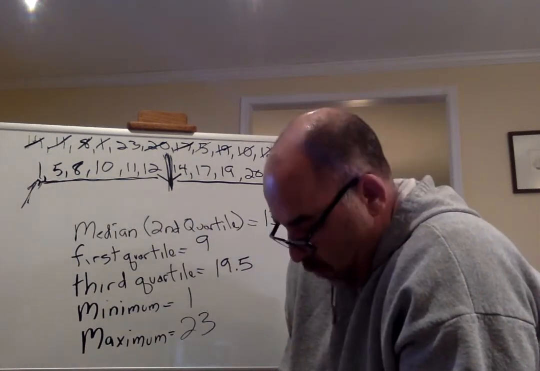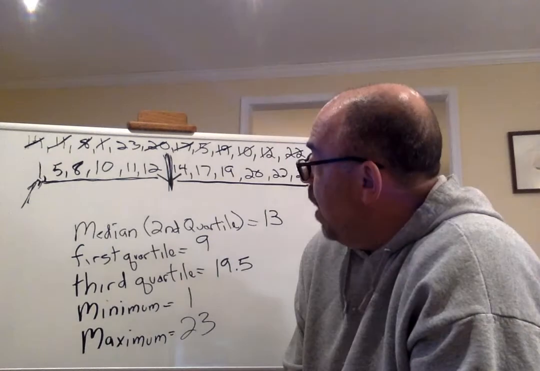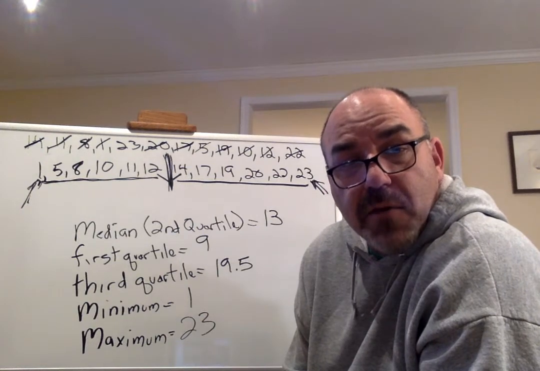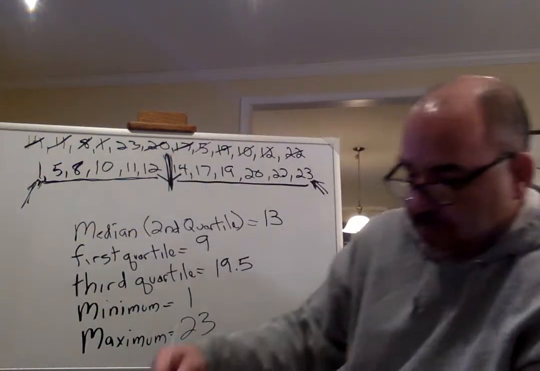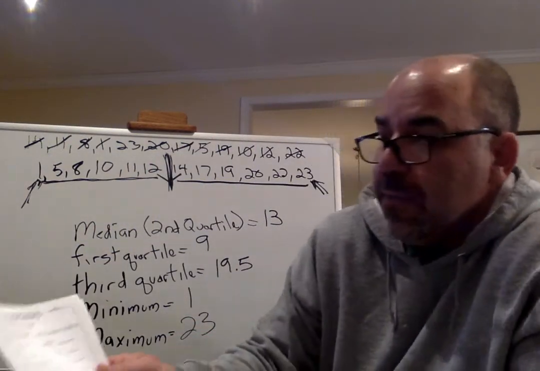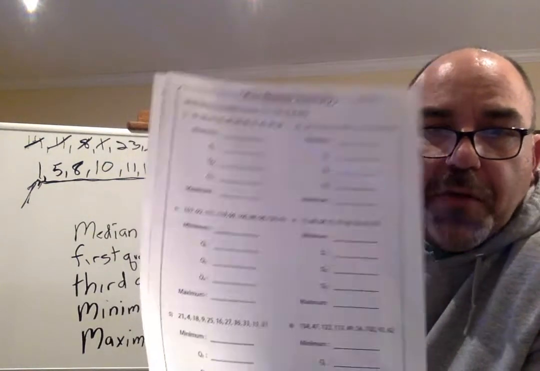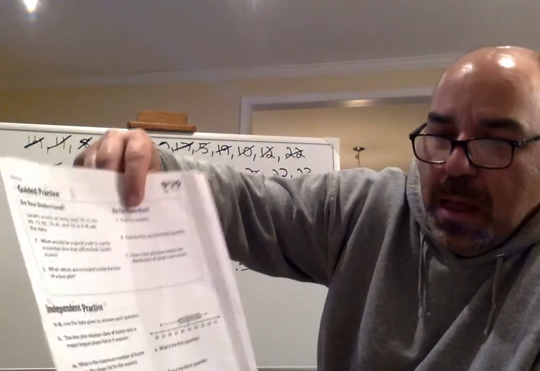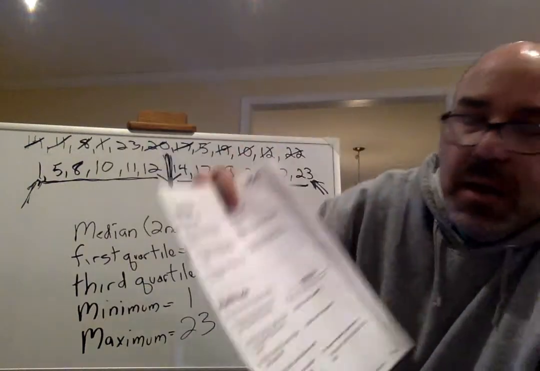So I hope these were somewhat instructive. I hope I didn't confuse you. Again, watch these more than once if you need a little bit of extra help. But for right now, I would really like you to do the 5-number summary. I'm also going to include the answers in the email so you can check if you got them right. And I'd like you to try and do numbers 7 and 8 on the bottom of the textbook page.